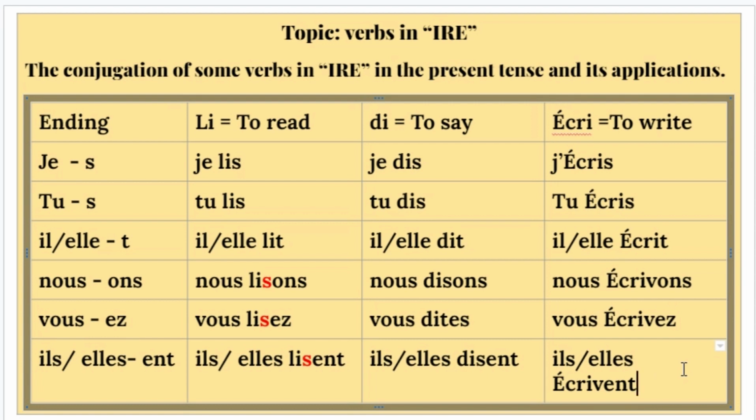So this is how to conjugate these irregular verbs. The verb to read, lire. Let me put it in the infinitive again. Lire, to read. Dire, to say. Écrire, to write.